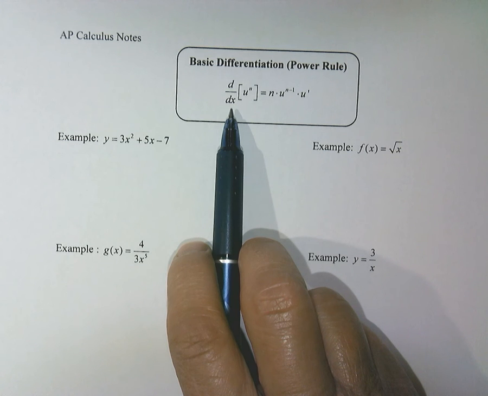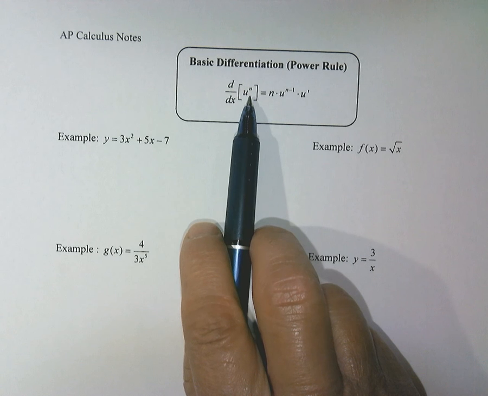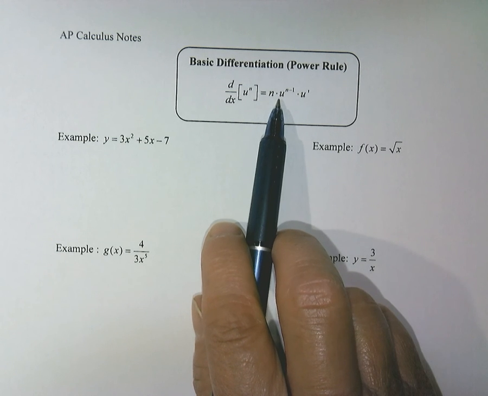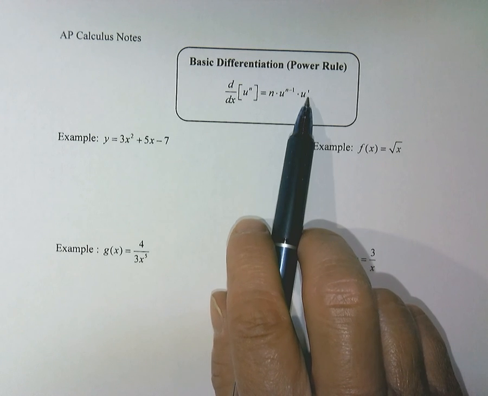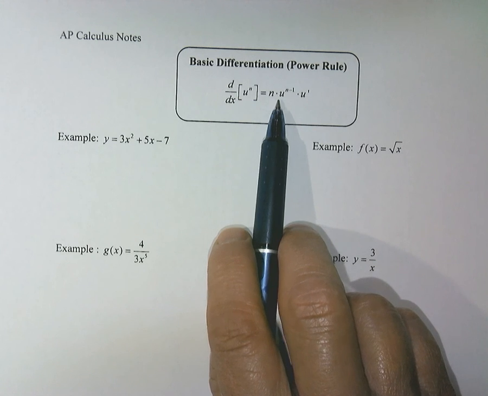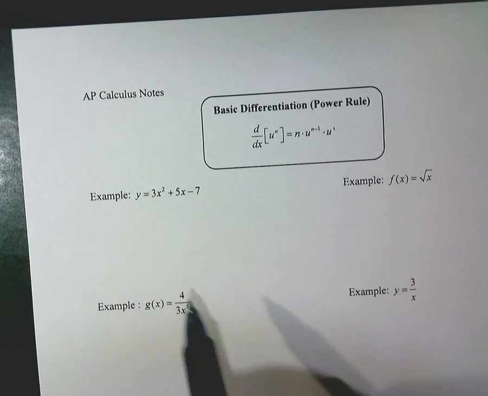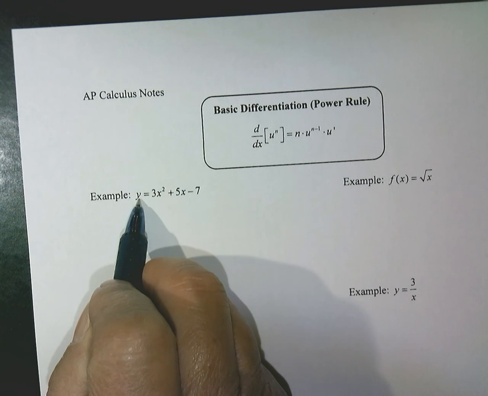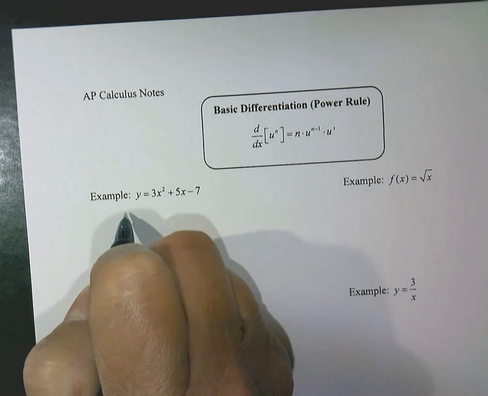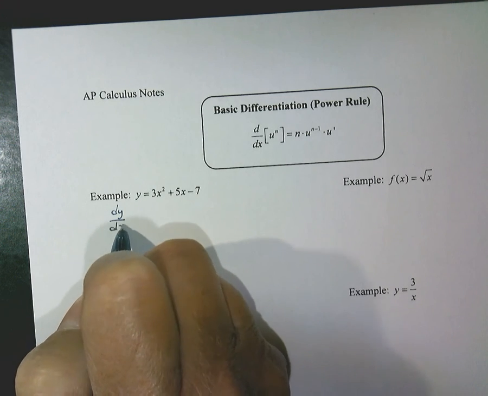The basic differentiation, the power rule: take the derivative of a function to the nth power. You're going to bring the exponent in front, multiply it by the function, but you take the function and subtract one from the exponent, and you multiply it by the derivative of the function. The examples will make this much more clear. So if I want to take the derivative of this function here, so this is y, I can write it as dy dx, I can write y prime. I'm going to keep going back and forth different ways so you keep getting used to them both.